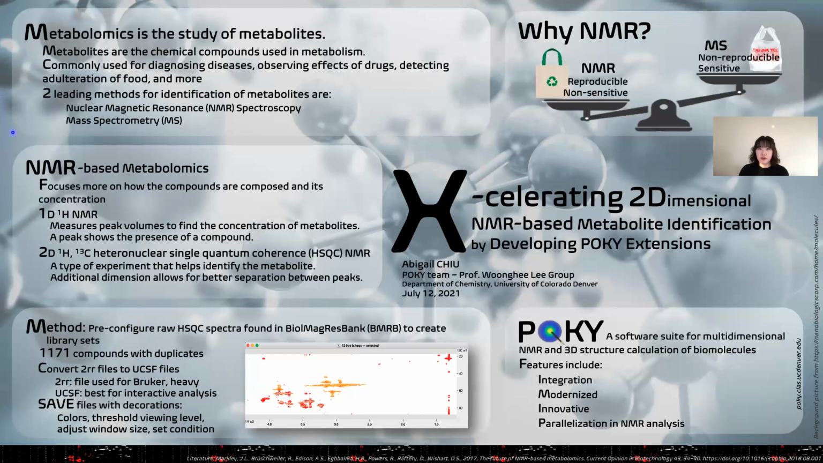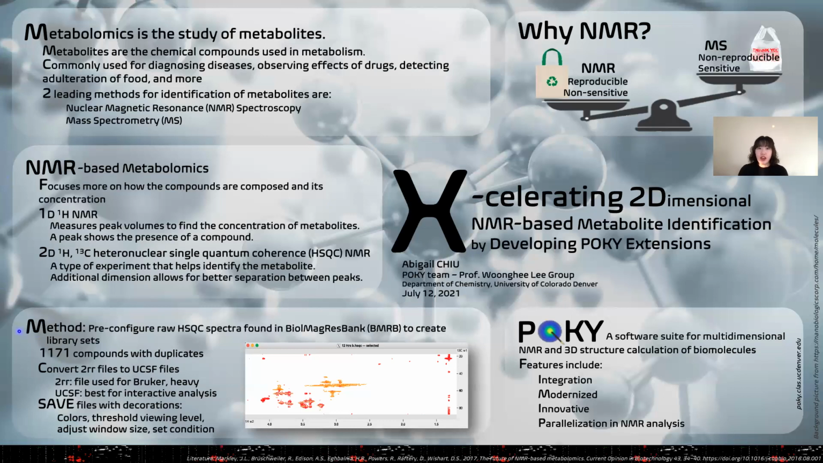NMR-based metabolomics focuses on how the compounds are composed and their concentration. One type of NMR is the one-dimensional proton NMR. It measures peak volumes to find the concentration of metabolites. A peak in the spectra would show the presence of a compound. Another type is the two-dimensional proton carbon-13 heteronuclear single quantum coherence NMR. Wow, it's a mouthful. But in essence, it's a type of experiment that helps identify metabolites. The additional dimension allows for better separation between peaks, which is also why I chose to focus on the two-dimensional type.